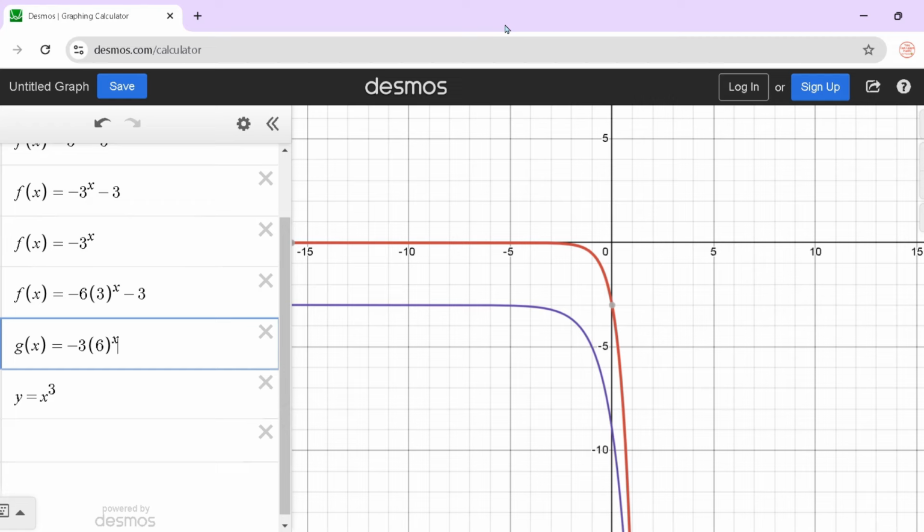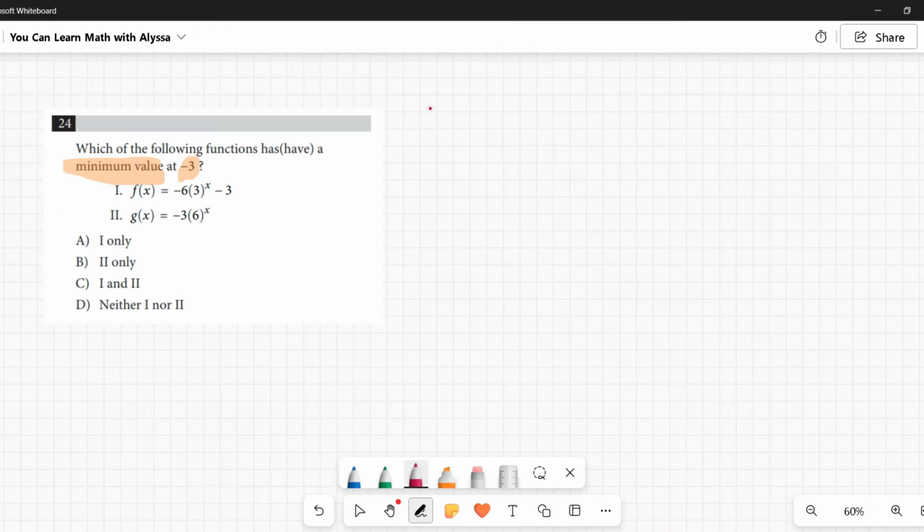So if we go back to our board, what is our answer going to be? Which of them has a minimum value at negative 3? Neither of them do. It is D, neither 1 nor 2.